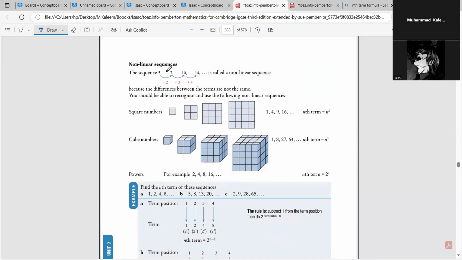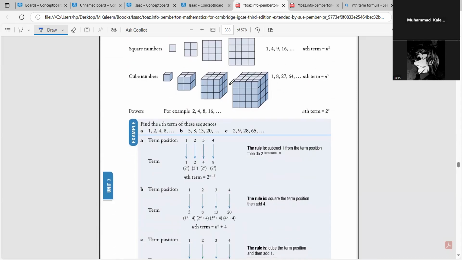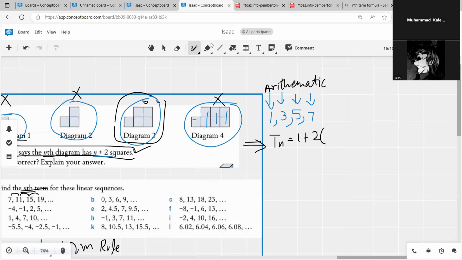Non-linear: in this one, you can see the difference is not the same. So this is non-linear. Here we cannot implement that formula. For this one, we have to use different techniques. If we have a linear sequence, only in that case will this formula work. What's the meaning of linear sequence? It means the difference is the same. If you calculate the difference of any two consecutive terms, it will be the same.